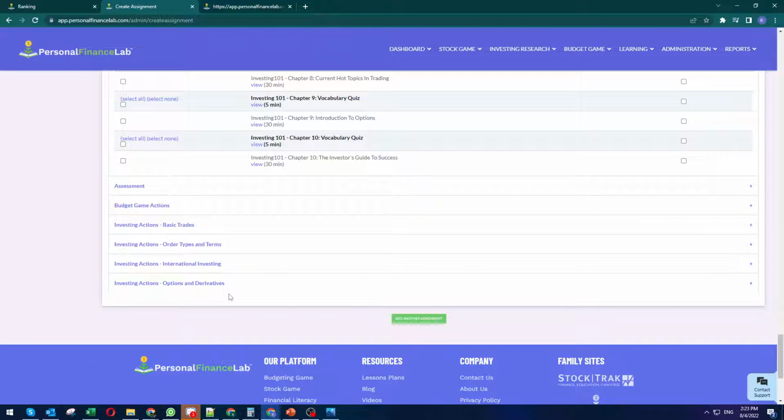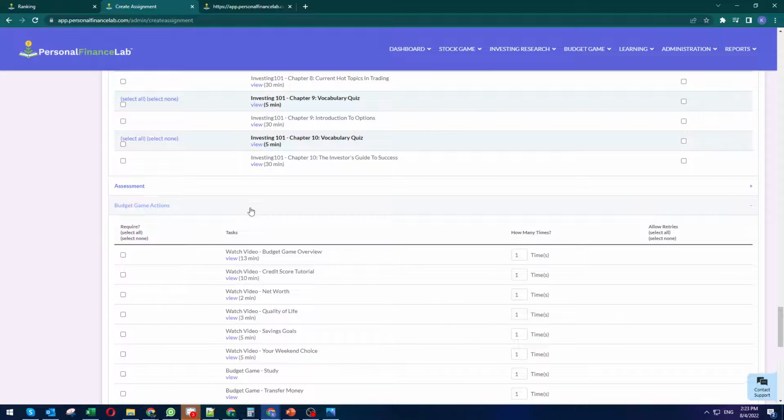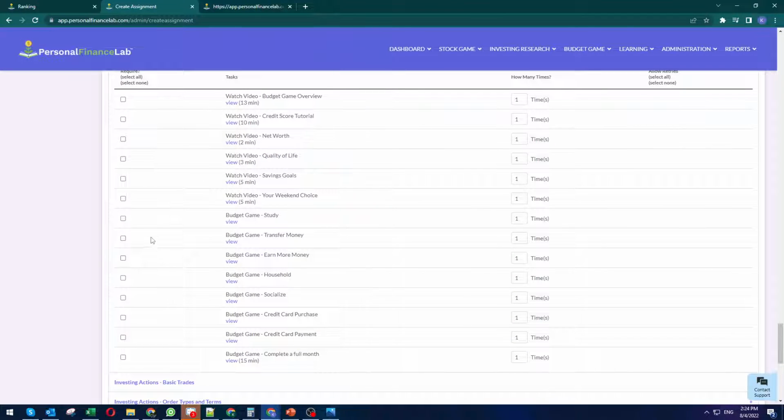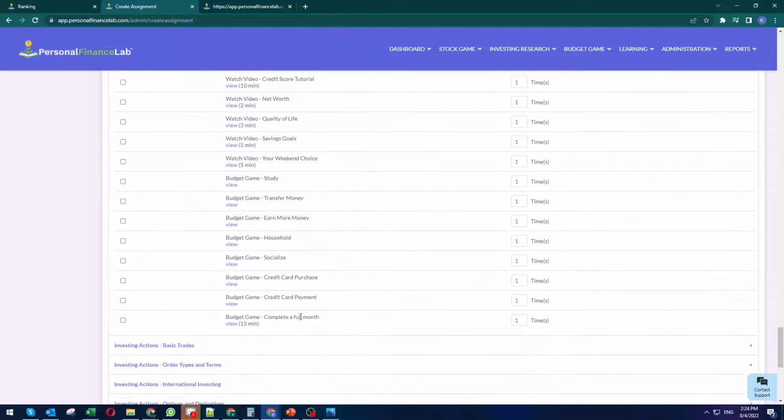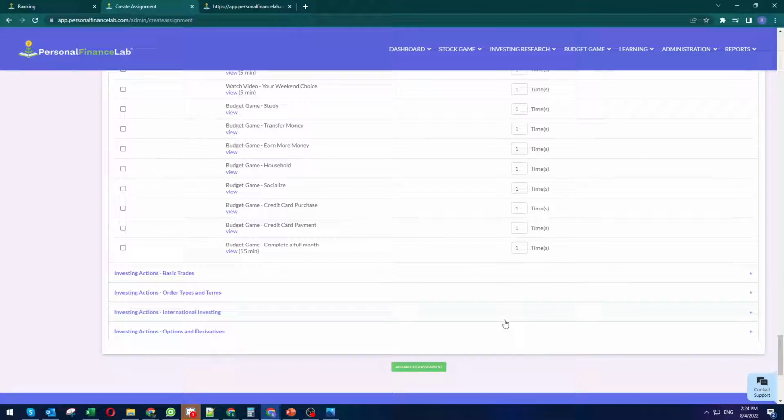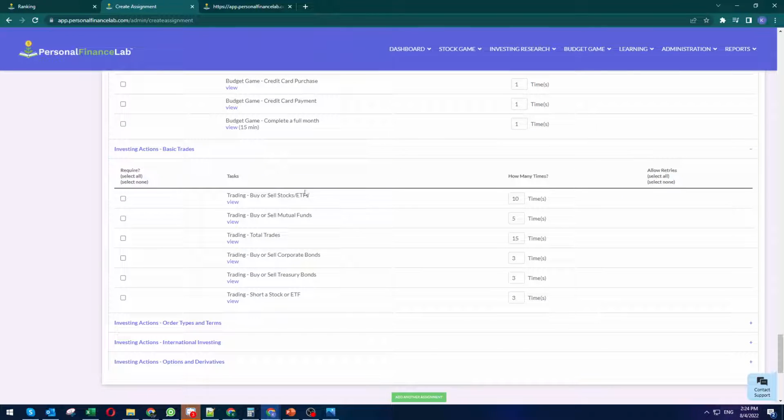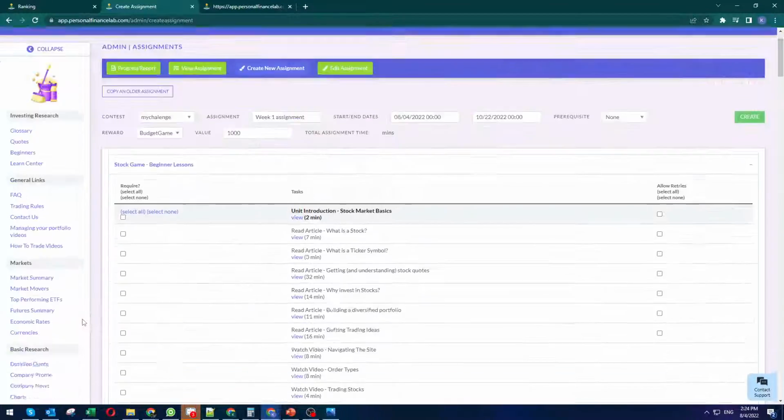And finally, there's just stuff you want your students to do in the game. So for the budget game, you can say, I want you to study a certain number of times, or I want you to use your credit card a certain number of times, or I want you to finish a certain number of months. In the stock game, you can say, I want you to make a certain number of trades, or certain types of trades. So all of those are things that you can assign to your students for every class.